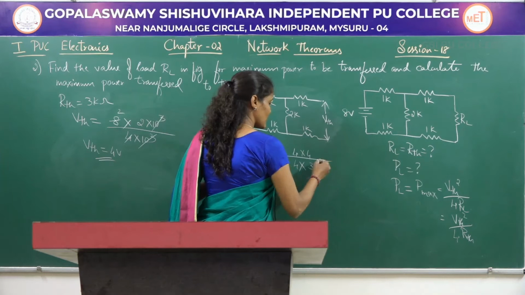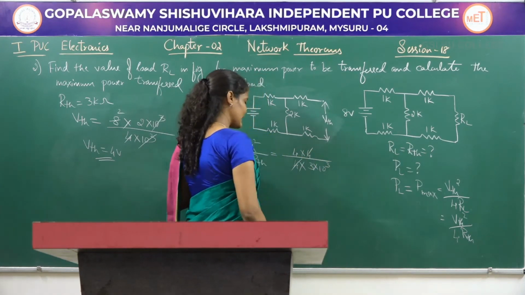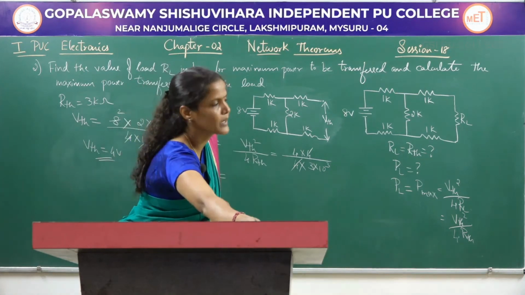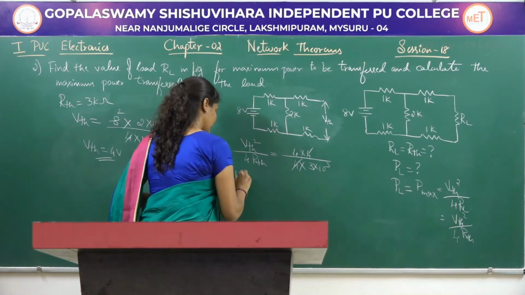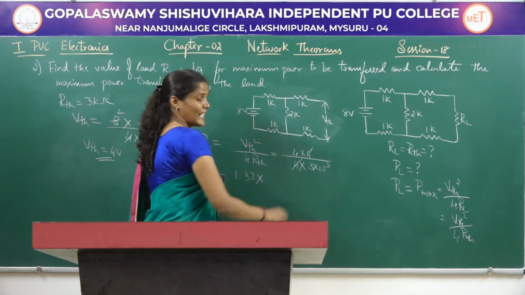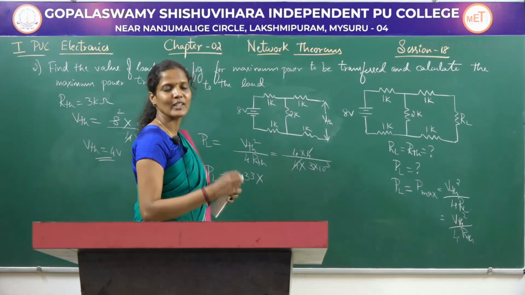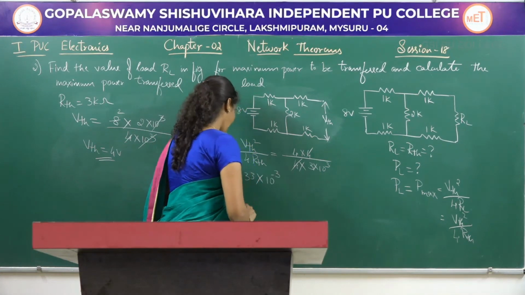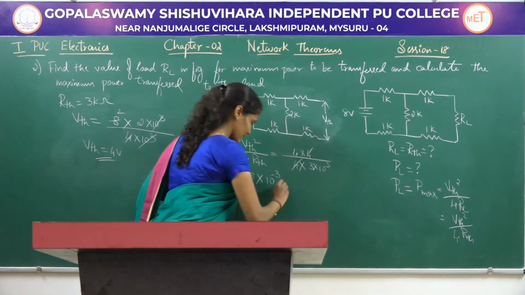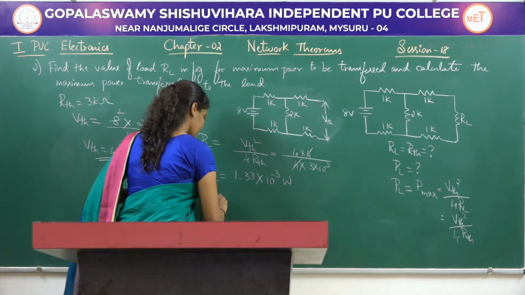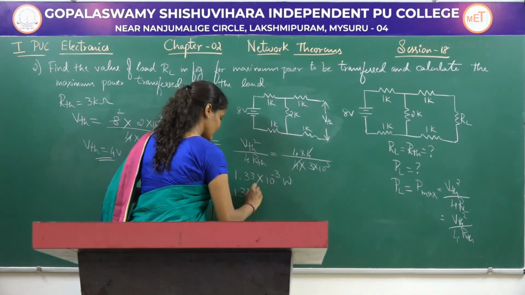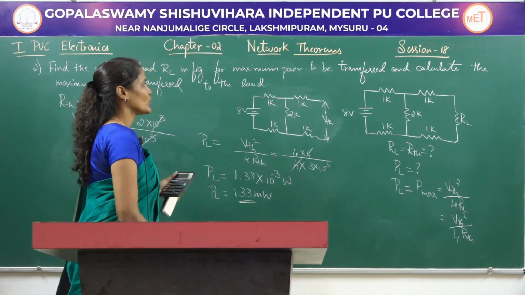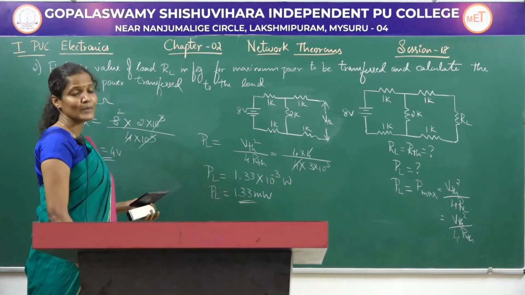So 3 into 10 to the power of 3. So 4 gets cancelled. So PL is equal to 4 divided by 3, 1.33 into 10 to the power of 3 is in the denominator. When it goes to the numerator, it will be 10 to the power of minus 3 and the unit for power is watts. So PL is equal to 1.33 milliwatts. So this is the final answer you are asked to find out in this problem.